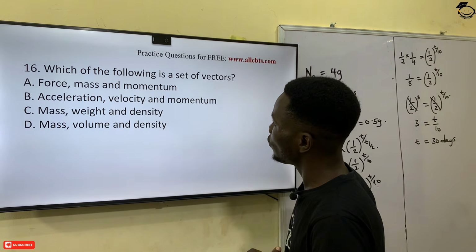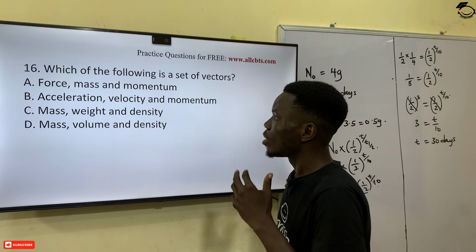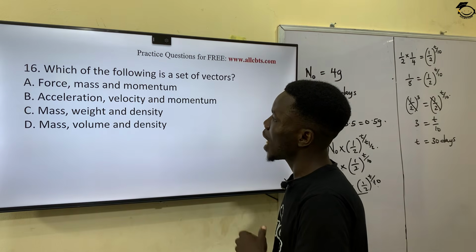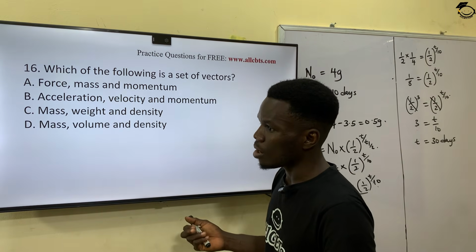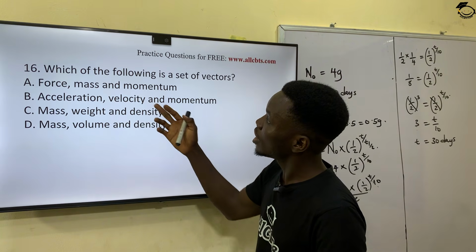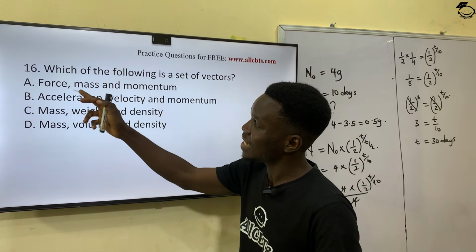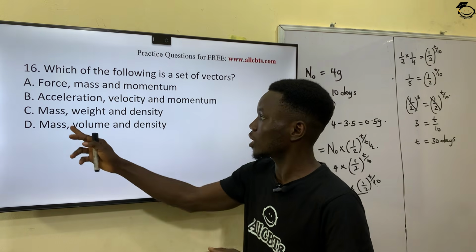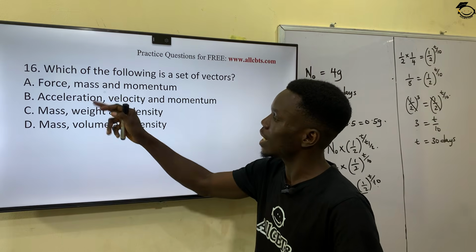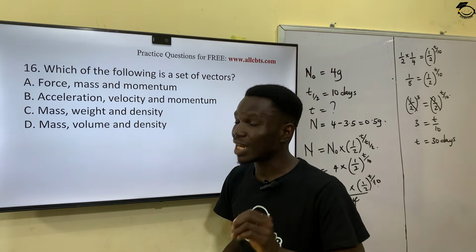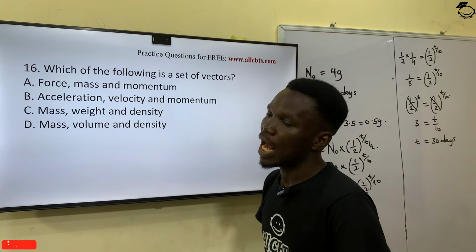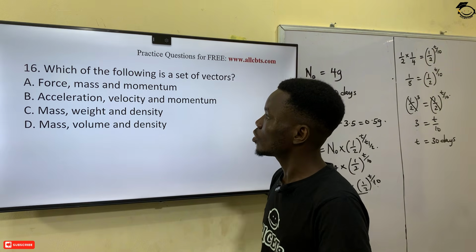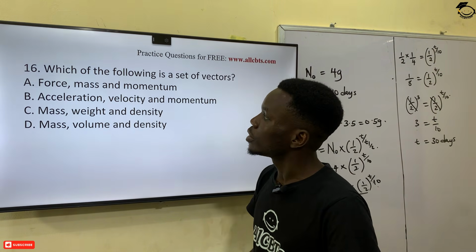Option B says acceleration, velocity, and momentum. Option C says mass, weight, and density. Option D says mass, volume, and density. Without much calculation here, just because I've talked about mass earlier and I said that mass is a scalar quantity, looking at the other two options that contain mass, we know that those other two options will also be wrong because they contain the same mass that I said was wrong earlier in option A. So the correct answer is option B, that talks about what? Acceleration, velocity, and momentum. Acceleration is a vector, velocity is a vector, and momentum is a vector. So that makes option B correct.